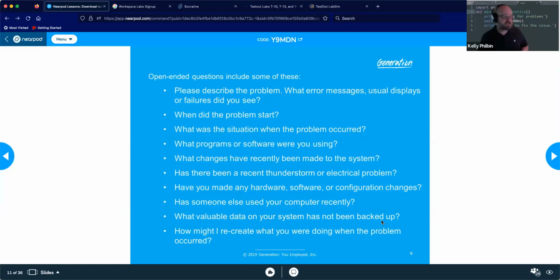Has there been any recent thunderstorms or electrical problems? Are you having power outages on a regular basis? This can cause damage to your systems if you don't have battery backups, or uninterruptible power supplies, UPSs, excuse me.